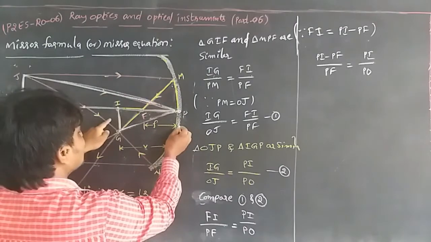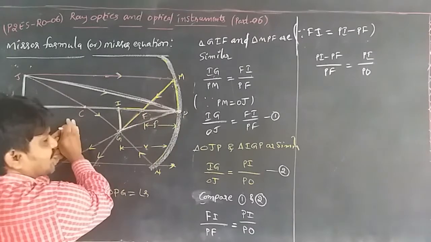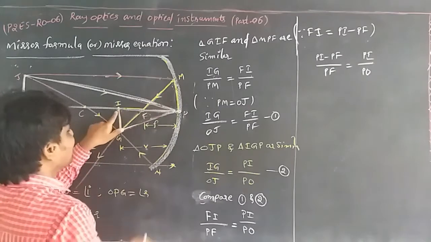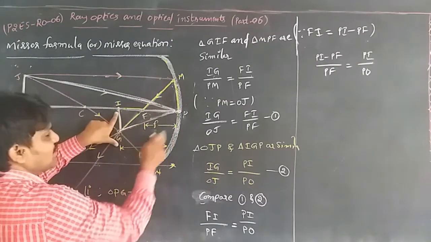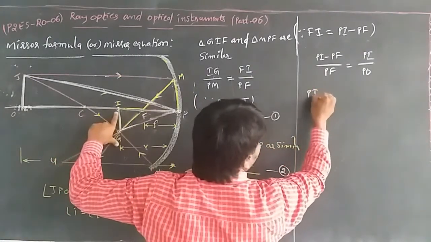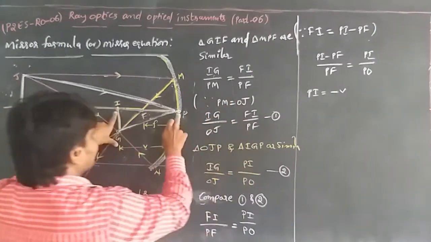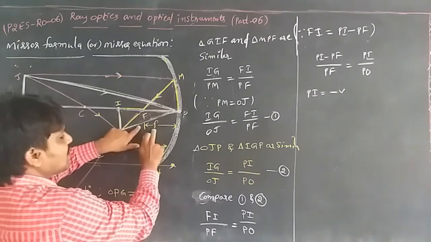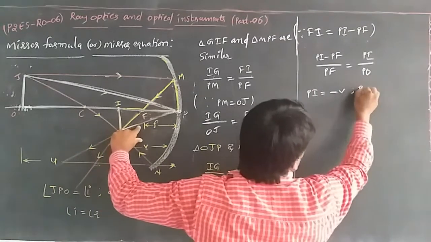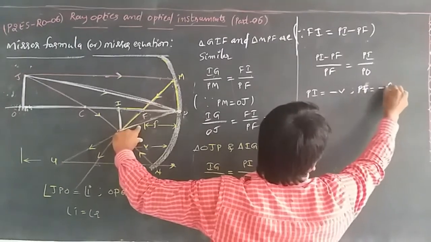Here we are measuring the values opposite to the incident ray. Means the incident ray is in this direction, we are measuring in this direction. So that's why we are taking negative values. Pi means the distance from the pole to the image, taken as v. So Pi is equal to minus v. Next, Pf, P to F, negative sign. We are taking the distance from the pole to the principal focus, the focal length. So Pf, the focal length, is equal to minus f.